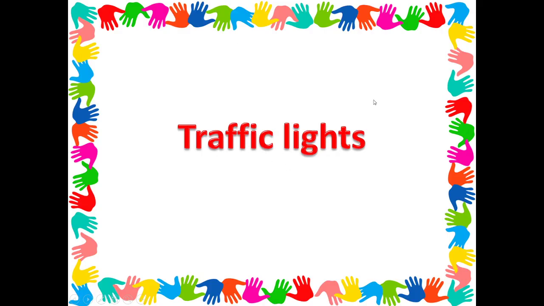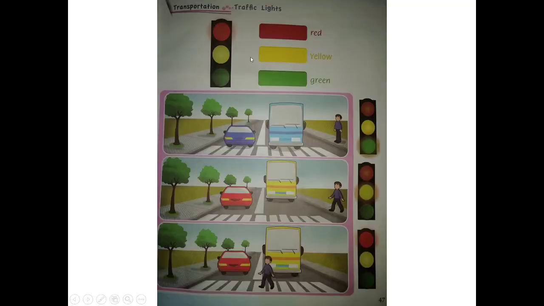Now, what is a traffic light? Look, this is the traffic light. When you are on the street and you want to cross the street, the first thing that you do is look at the traffic lights and make sure there are no cars around. Traffic lights are made of three colors: red, yellow, and green.